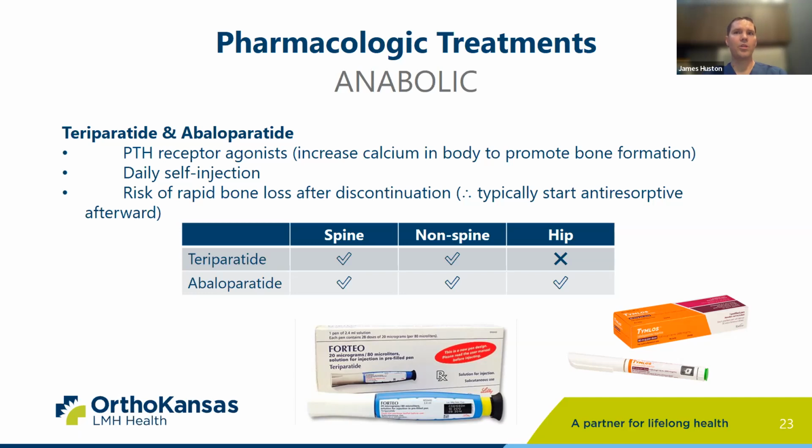Teriparatide is a little bit older. Abaloparatide has just come out in the last 4 to 5 years. And the older version has not been shown to decrease rates of hip fractures, but it has been shown to decrease rates of all other osteoporotic fractures, whereas abaloparatide, or Tymlos, actually has been shown to reduce the rate of those hip fractures.